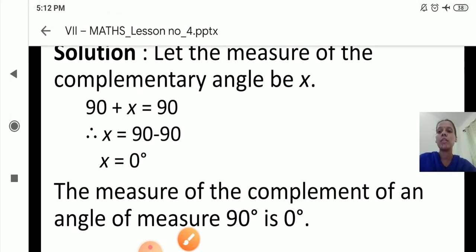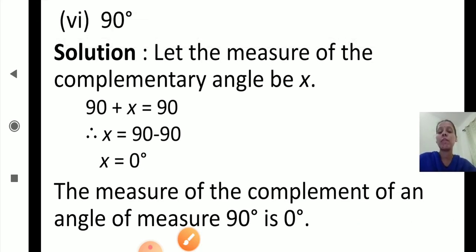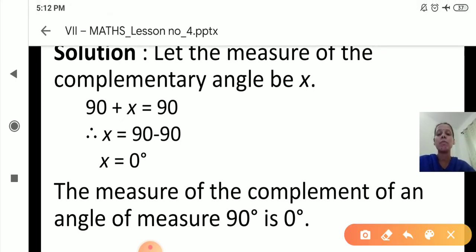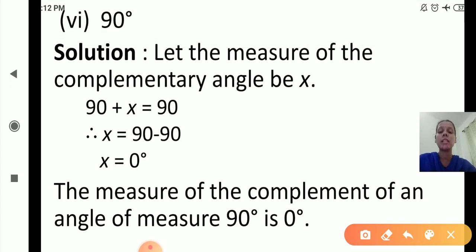Now the third sum is, if the measure of one angle is given, that is 90 degrees, what is the measure of its complementary angle? As we know, if the sum of the measures of two angles is 90 degrees, they are said to be complementary angles. So if the measure of one angle is 90 degrees, what is the measure of the complementary angle? That is 90 minus 90, you will do the subtraction. So 90 minus 90 is 0 degrees, so the answer is 0 degrees.